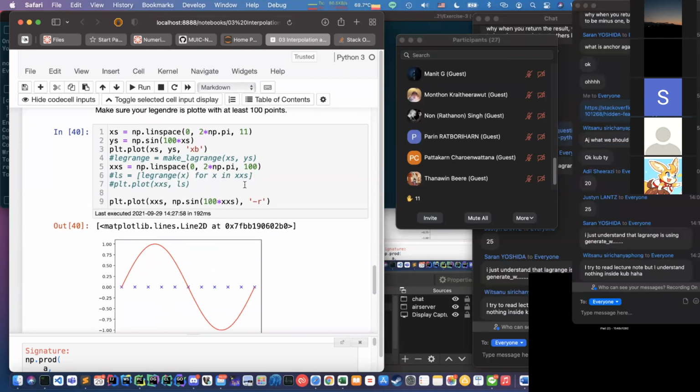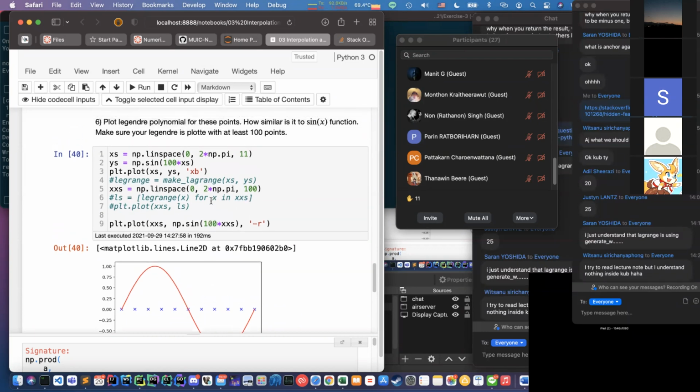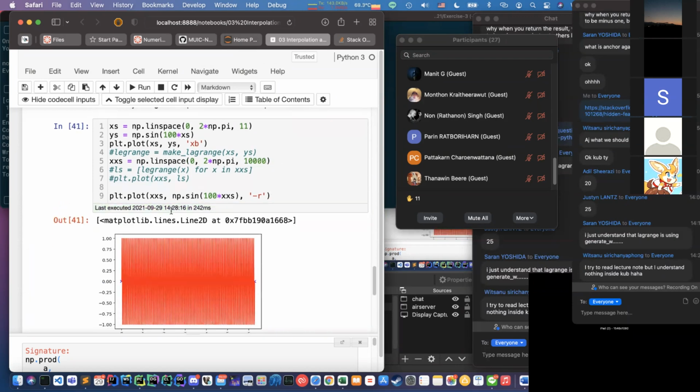Okay. So here's what happens. Let's consider a function of sine 100x, right? Sine 100x is a sine, except the frequency is much, much faster. This is the real function.